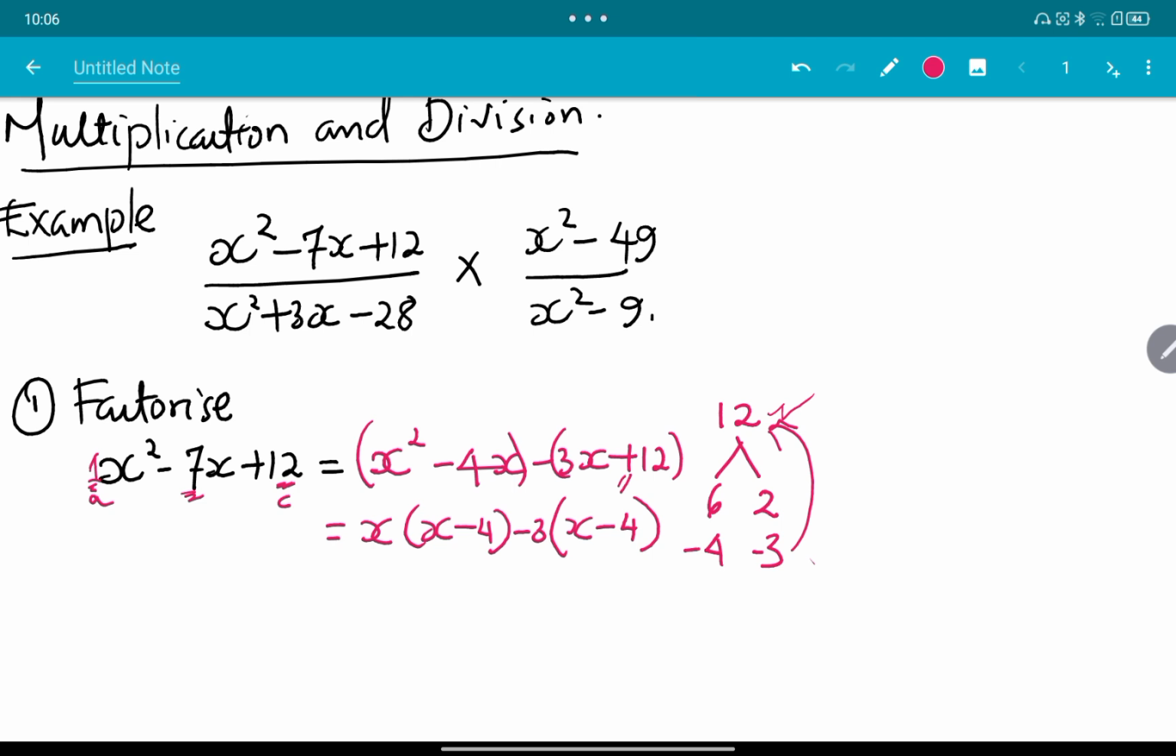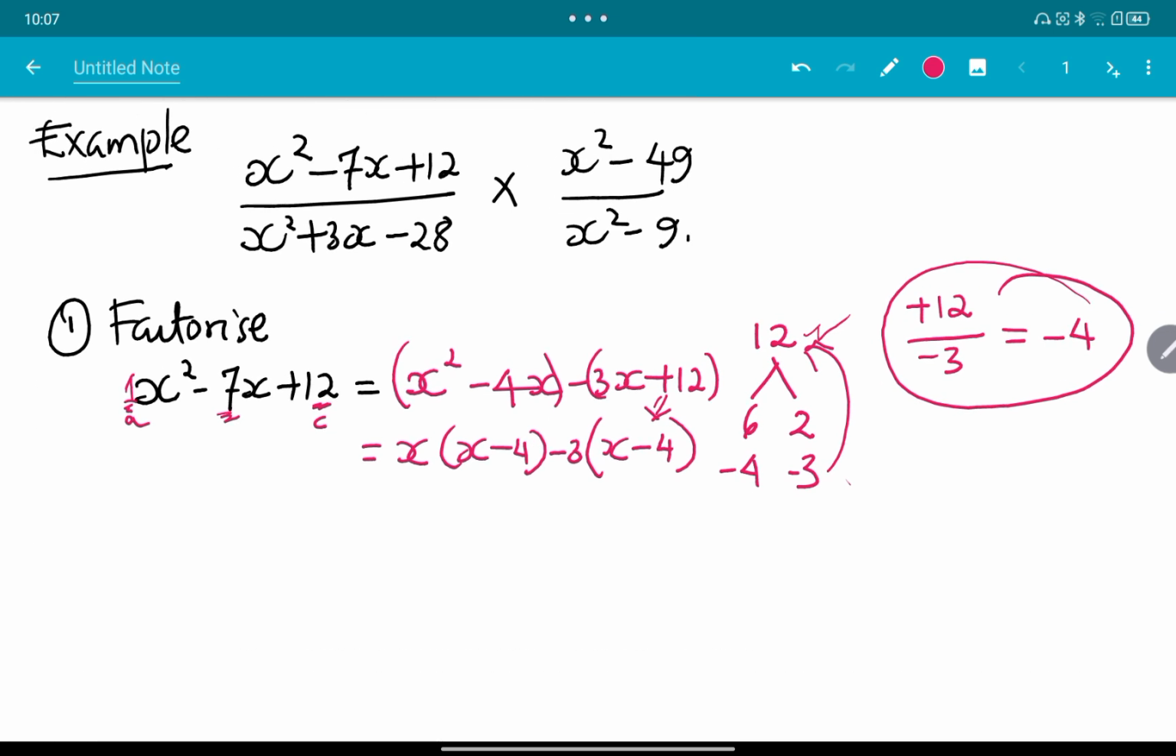Because this is positive, it changes to negative, because whenever we are factoring out, it's like dividing with the common factor. This is positive 12. When you take positive 12 and divide with the common factor, which is negative 3, what will I get? I'll get negative 4. So be keen whenever you are factorizing a negative factor or a negative number.